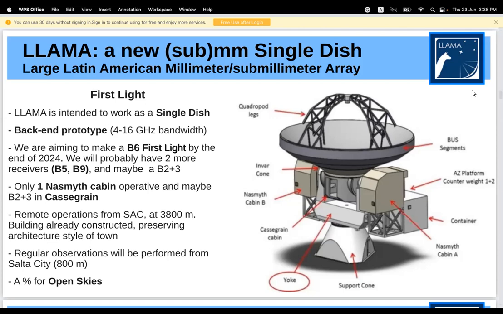Regular operations will be that we operate the telescope from Salta City, which is the capital of the province. It's a nice and beautiful city. All right. And we will also have a percentage of open sky time.